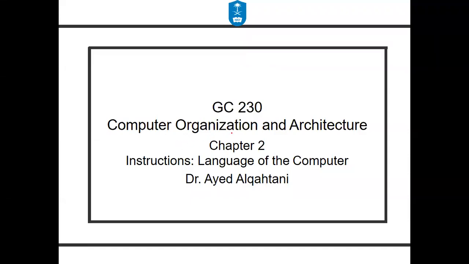This is Computer Organization and Architecture class. And in Chapter 2, we will talk about the instructions. And that's the language of the computer.